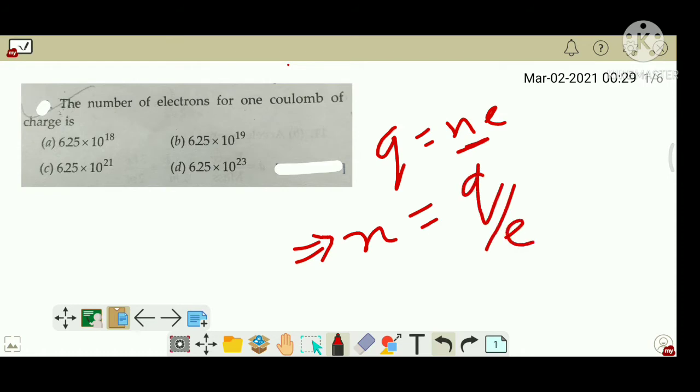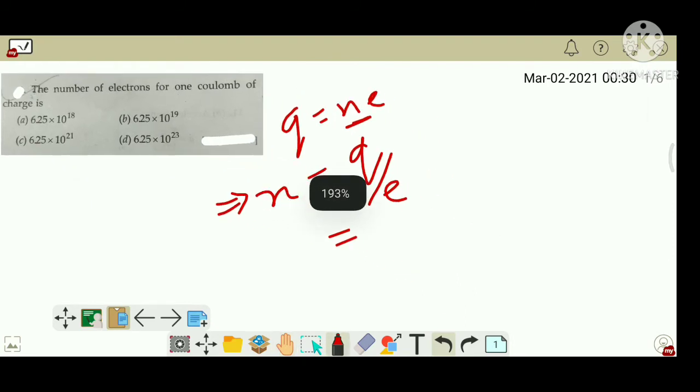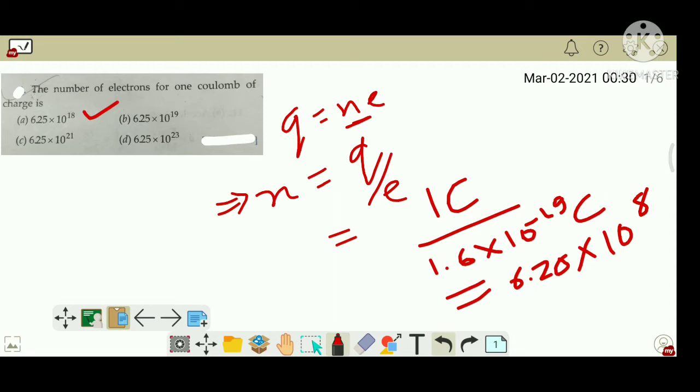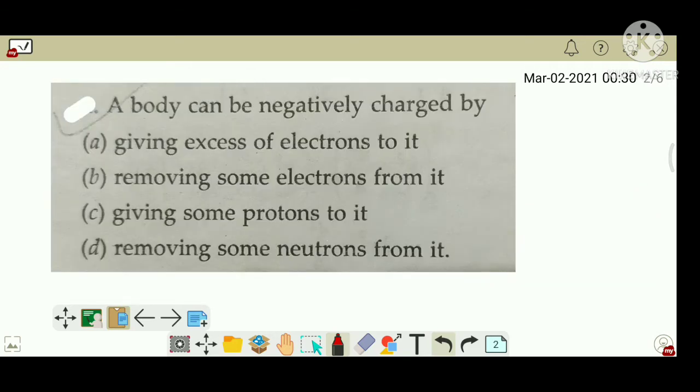Please note down all the formulae and concepts that I'm giving you. So N is equal to Q by e. The charge given here is 1 coulomb, divided by the charge on an electron. We know that it's 1.6 into 10 to the power minus 19 coulomb. If you solve this, you get the answer as 6.25 into 10 to the power 18. So option A. Do solve by yourself. We are moving on to the next question.